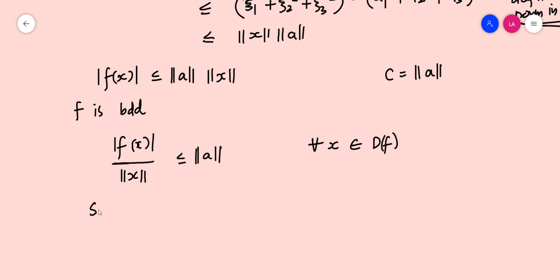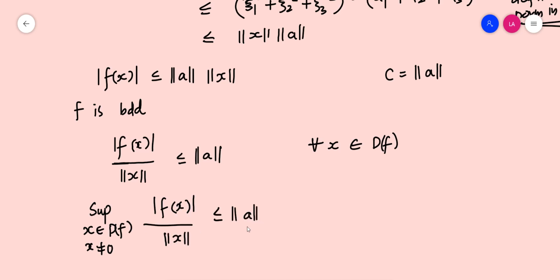Now take the supremum over x in the domain of f, x not equal to 0, of modulus of f of x by norm x. This is less than or equal to norm a, because we are taking the supremum, and the supremum is less than or equal to an upper bound. By definition, the left hand side is norm f. So clearly norm f is less than or equal to norm a. This is equation number 1.